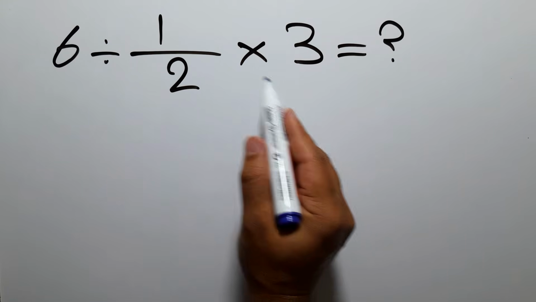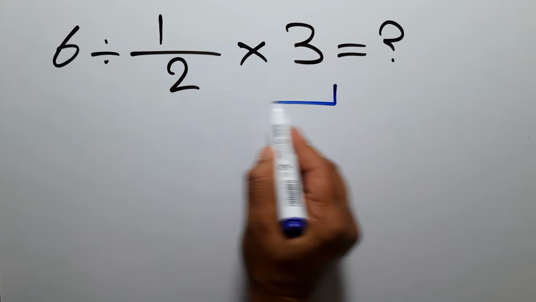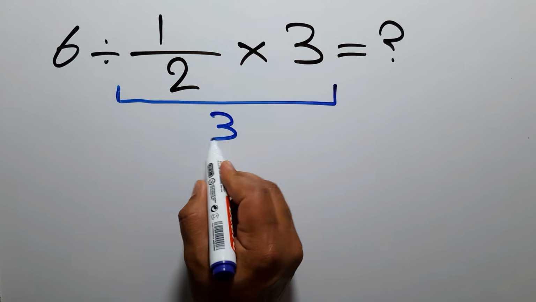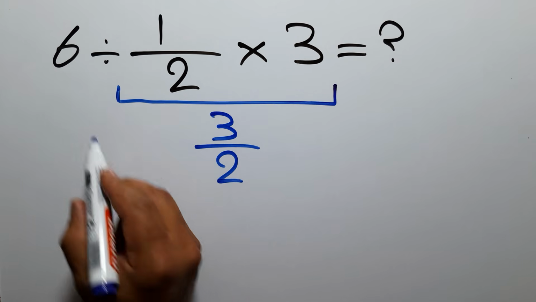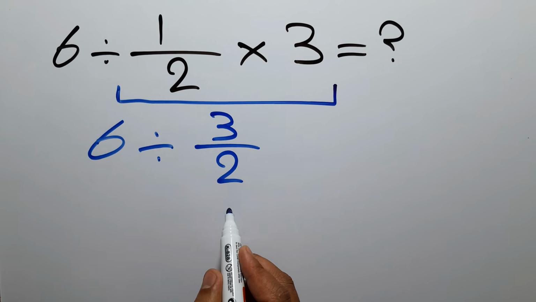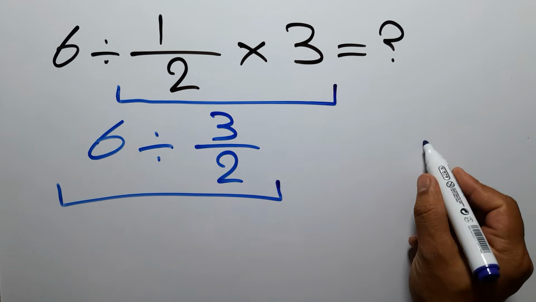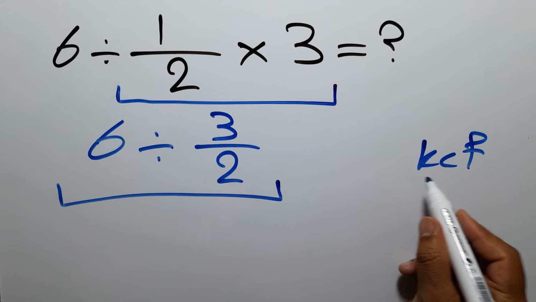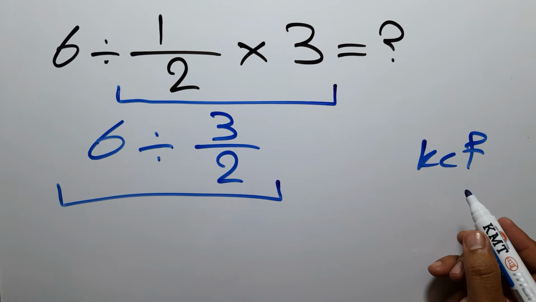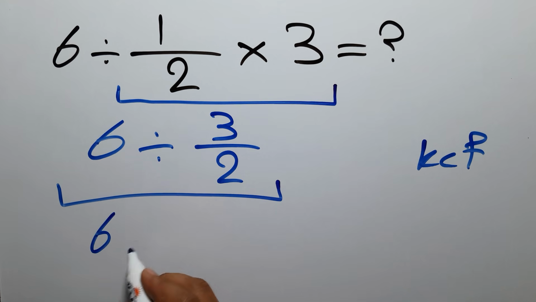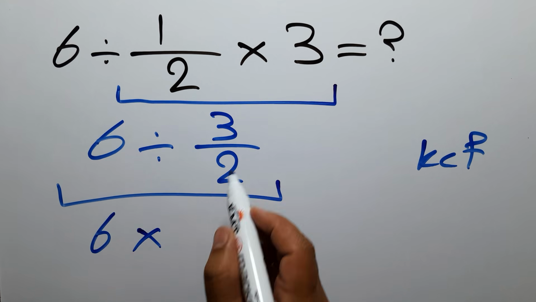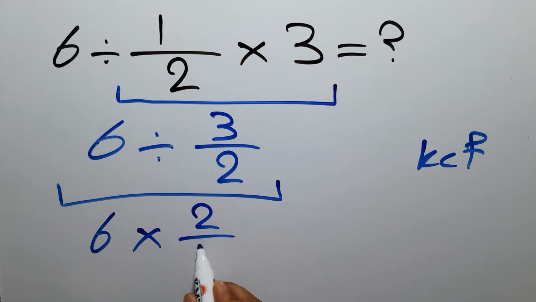First we do this multiplication. 1 over 2 times 3 can be written as 3 over 2. So we have 6 divided by 3 over 2. According to the KCF rule, K stands for keep, C stands for change, and F stands for flip. We can write: keep the first fraction, change division to multiplication, and flip the second fraction.